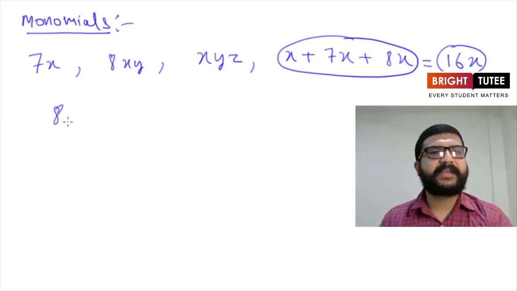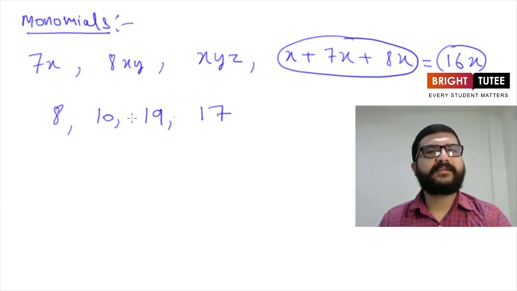And let's say we can have 8, 10, 19, 17. All these are also examples of monomials. So these are a few examples of monomials. So monomials are basically algebraic expressions having only one term.